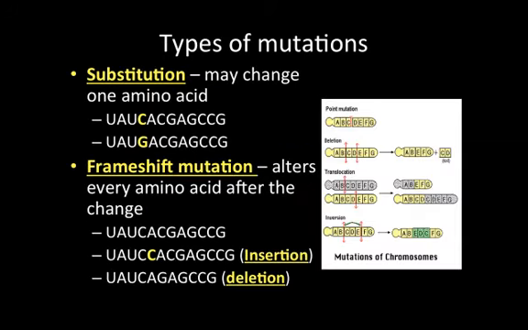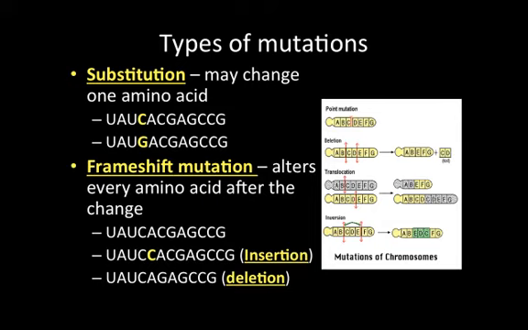Several different types of mutations. One is known as a substitution, and that could simply just change one amino acid. So we look at the mRNA sequences below. We have UAUC. That can be genetically changed for one reason or another to UAUG. Now this will just affect one amino acid. Every amino acid afterwards may not necessarily be affected by it because you see the rest of the sequence stays the same. A frameshift mutation alters every amino acid after the change.